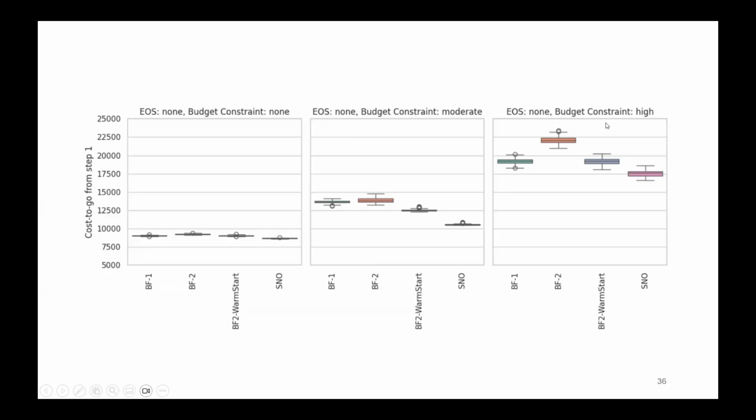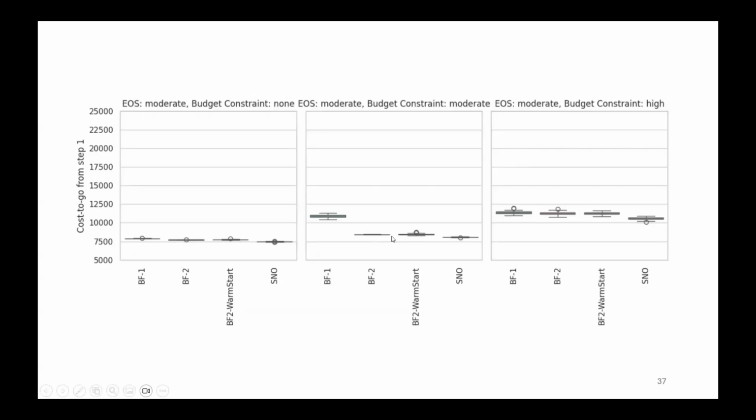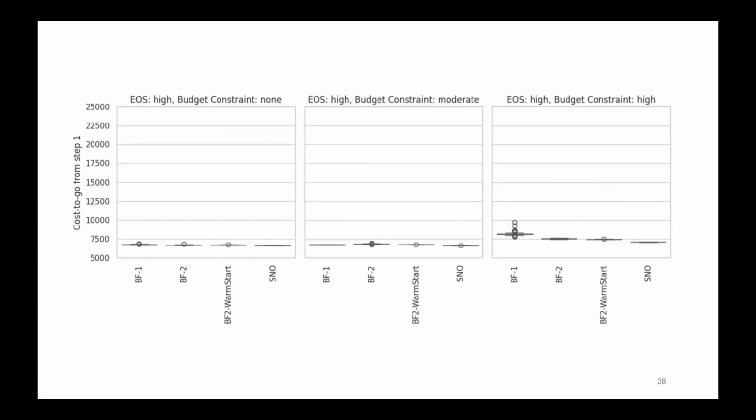And for high budget constraint, BF2 again is very, very far ahead, far up compared to BF1. And BF2 warm start is comparable to BF1. On the other hand, here we see something much more expected. BF1 does not perform as well. Here EOS is moderate. BF2 performs similarly to BF2 warm start, and SNO is overall still quite better compared to all the RL algorithms. And at very high EOS, of course, savings dominate practically all the costs, and you get more or less the same results from every formulation.